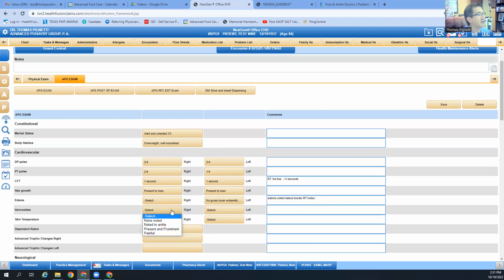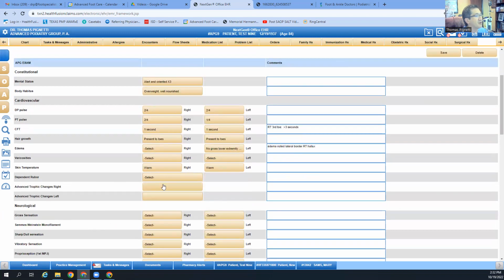Do they have any varicose veins? How bad are they? Where are they located? Skin temperature: if everything is good, skin temperature tends to be warm. If it's hot, there may be infection or gout going on. Cool may just be that they have cold feet, or it might be circulation related. Dependent rubor means is there redness, like when the foot's down, does it turn red? And that's usually for somebody that's old and has some circulation problems.